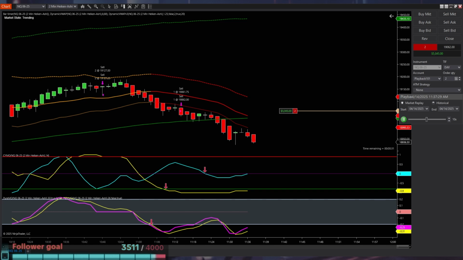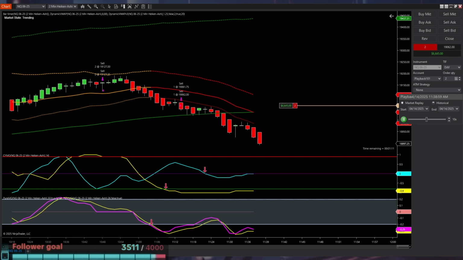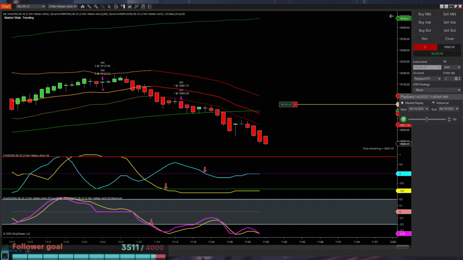Now, if price were to reverse and close inside this channel right here, that would be the end of the trend. If cycle, the cyan line where I'm pointing, goes above the 0 line, that is also the end of the trade to the downside, okay? Price broke below the 80 bar.